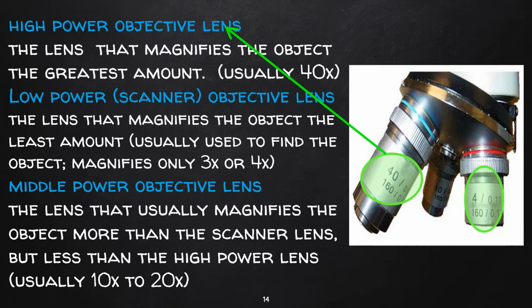The next one is the low power objective, or it is also known as the scanner. So this is the lens that magnifies the object the least amount. So usually, yung magnifying power niya lang is 3 or 4. And malalaman mo kaagad kasi siya yung pinakamaikli at pinakamataba doon among the objectives. And of course, the next one is the middle power objective lens, and this magnifies the object up to 10 times or 20 times.